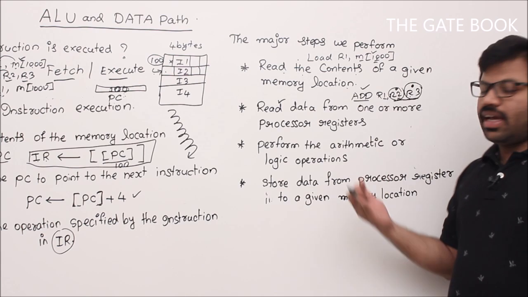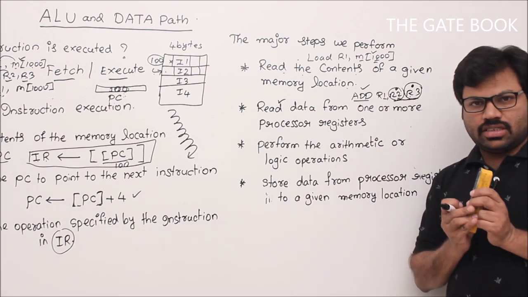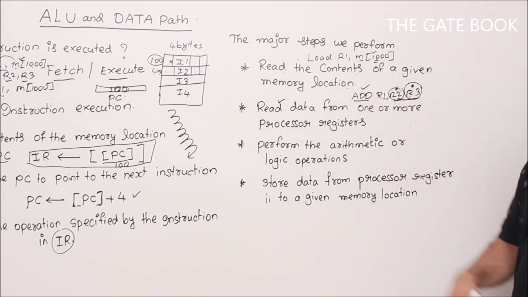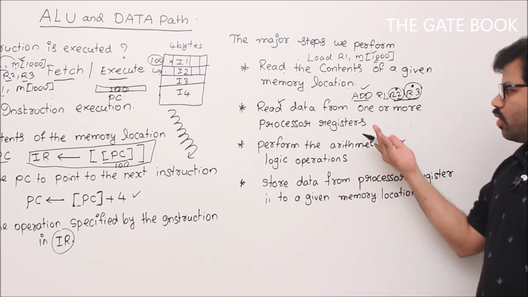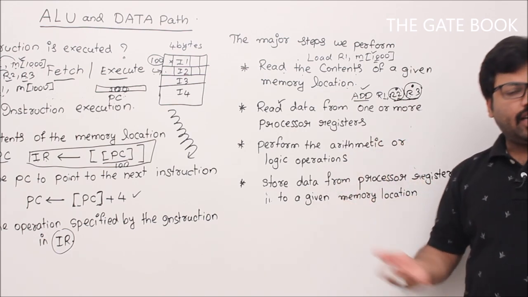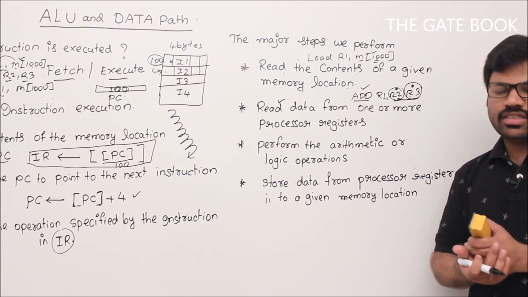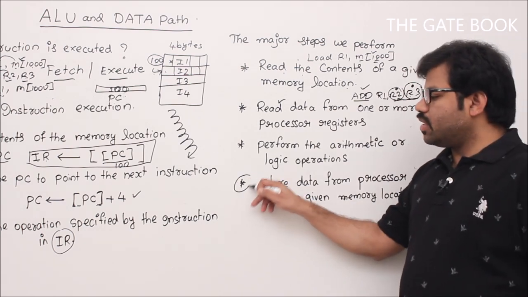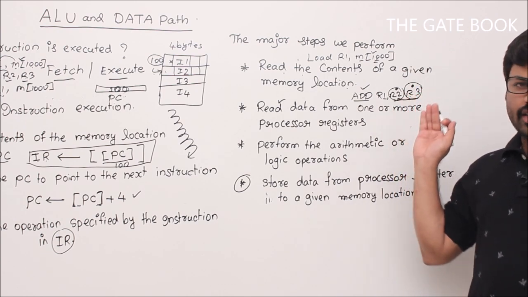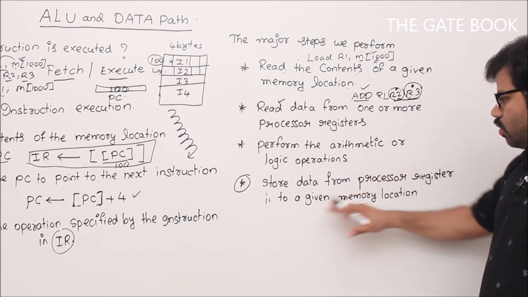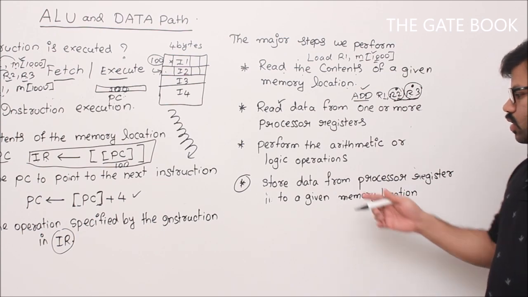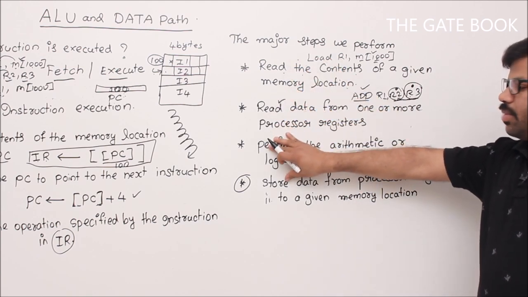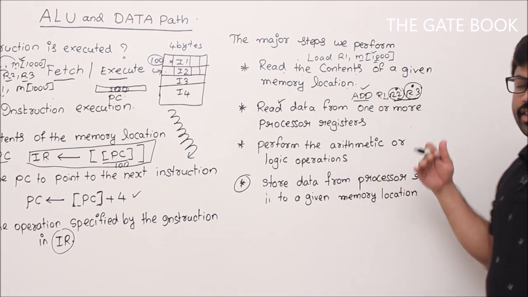So the typical operations we use in execution of any instruction may be reading the contents of a memory location or reading the data from one or more processor registers, otherwise performing arithmetic. Arithmetic includes addition, subtraction, multiplication, division, maybe left shift, right shift, everything. Otherwise, you will be busy storing the data from a processor register to a given memory location. These are the typical operations we are going to do whenever we execute an instruction.